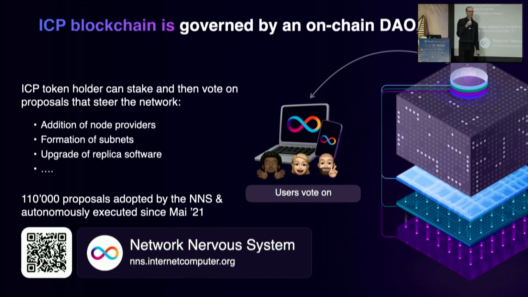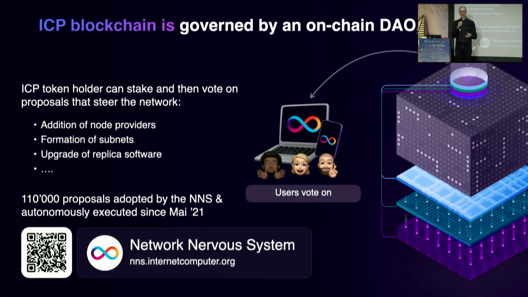One feature that is also unique to the Internet Computer Protocol is that it is governed by an on-chain DAO. The on-chain DAO is called the Network Nervous System, and it's really just like another smart contract that users interact with from their browsers or from their ledger devices and so on and so forth. So users can get ICP tokens and stake them, and then they get so-called neurons. With these neurons, they can vote on proposals made to the Network Nervous System. The proposals include, like, the addition of new node providers, new node machines, forming the node machines into the different subnets, or actually upgrading the replica software on all the nodes.